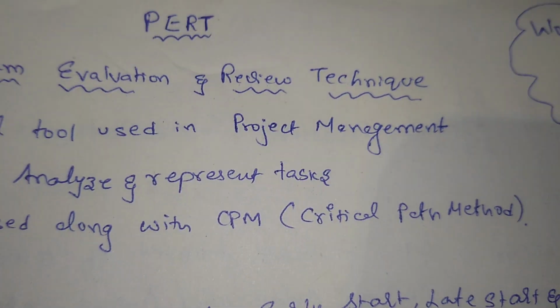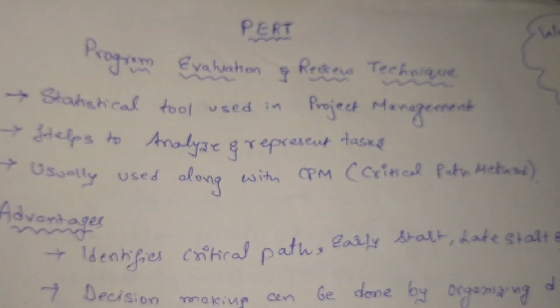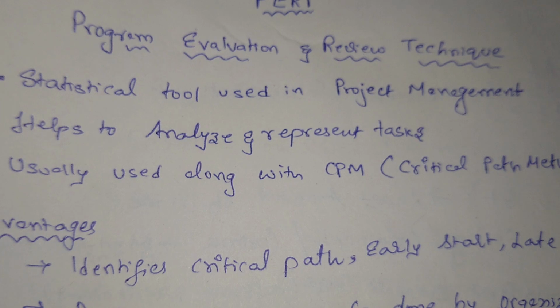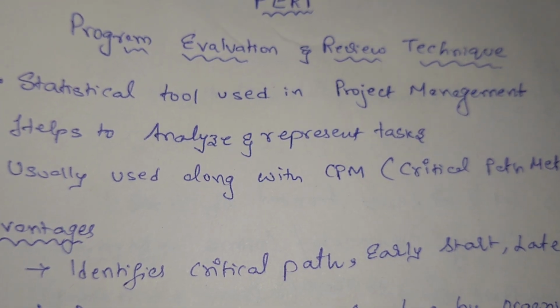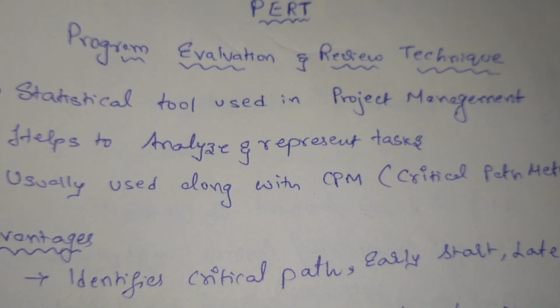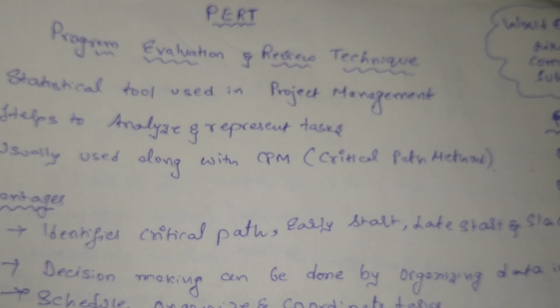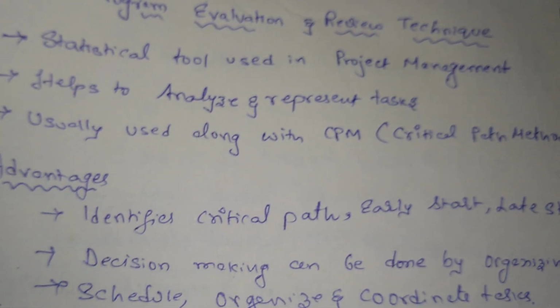Today's topic is PERT, Program Evaluation and Review Technique. It is a statistical tool which is used in project management. It helps to analyze and represent the tasks, usually used along with CPM, that is called critical path method.